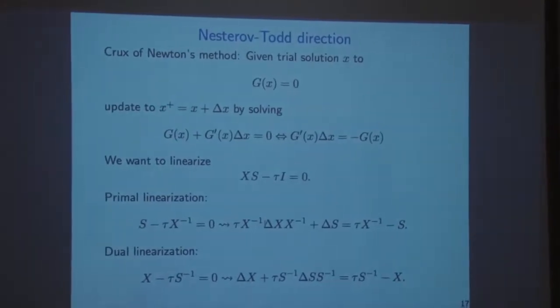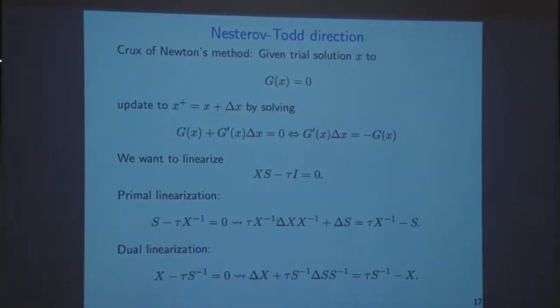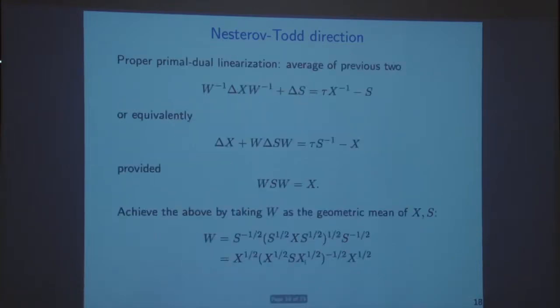If we instead rewrite the same equation as in the bottom, dividing by S, then we get this other linearization. Now, these two linearizations are fine in the sense that they don't get me out of the space of symmetric matrices. They stay where they are supposed to stay. But we would like something that is primal-dual, something in between these two. That's what Nesterov and Todd developed. Nesterov was the same Nesterov that I mentioned earlier.